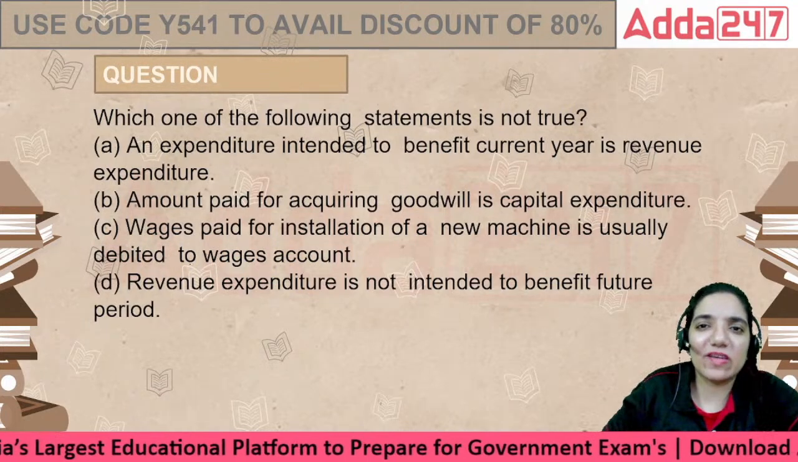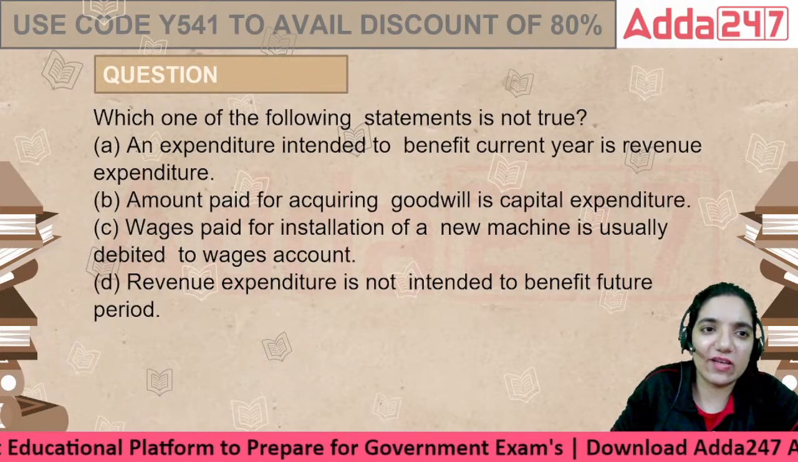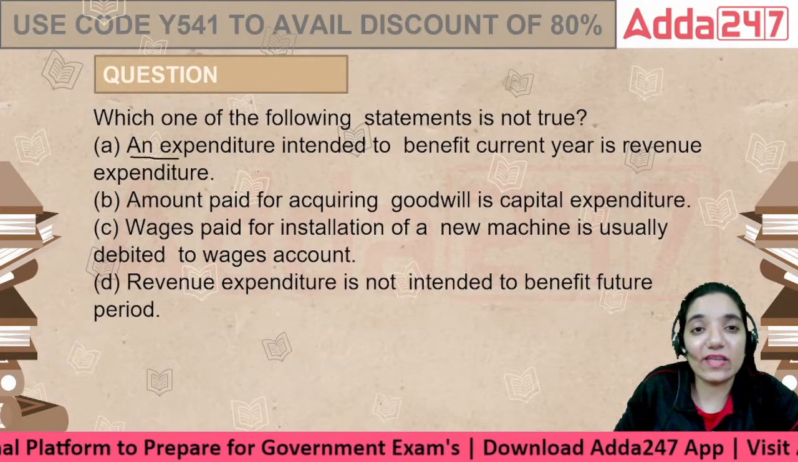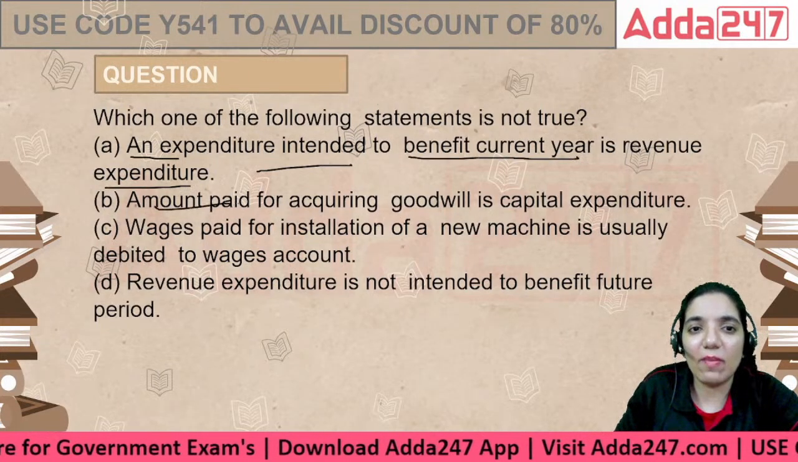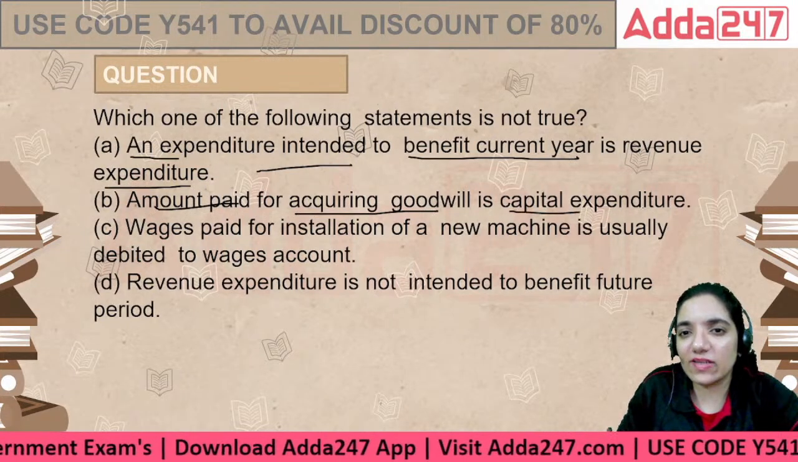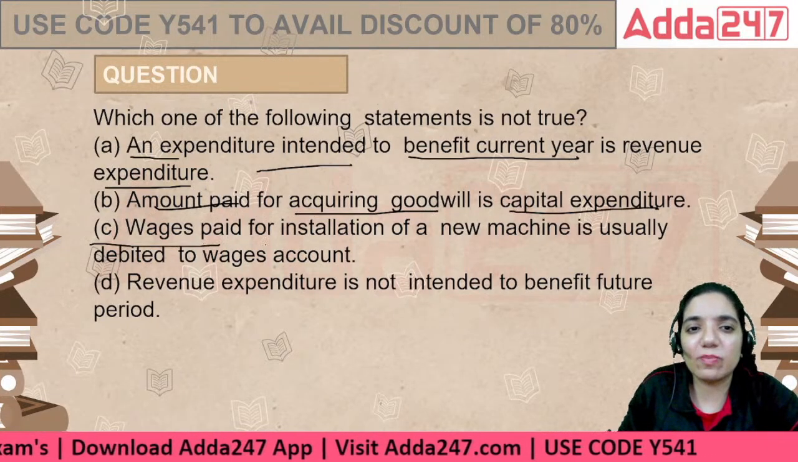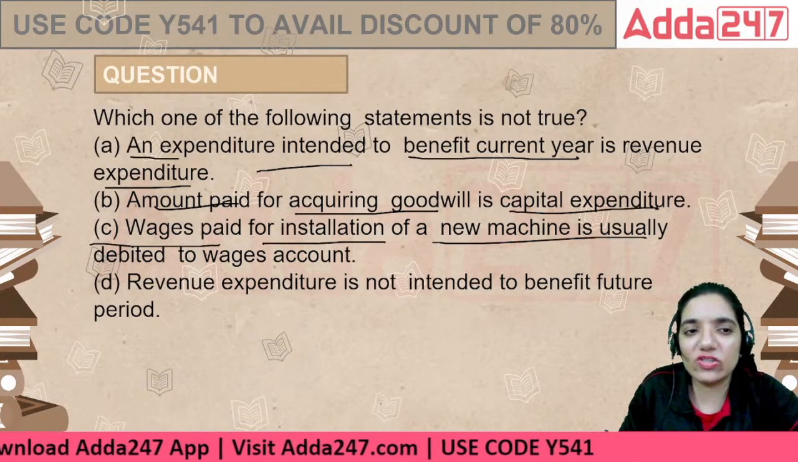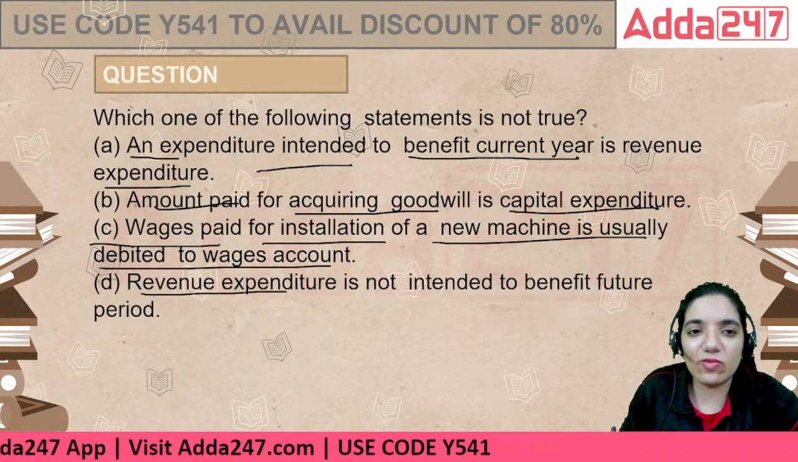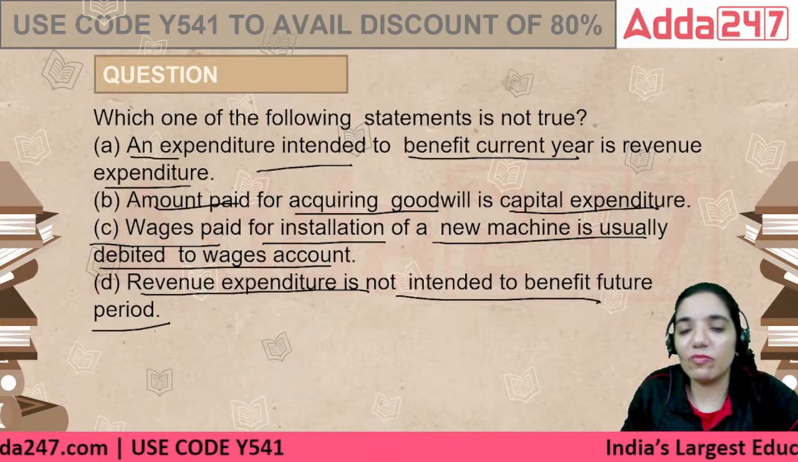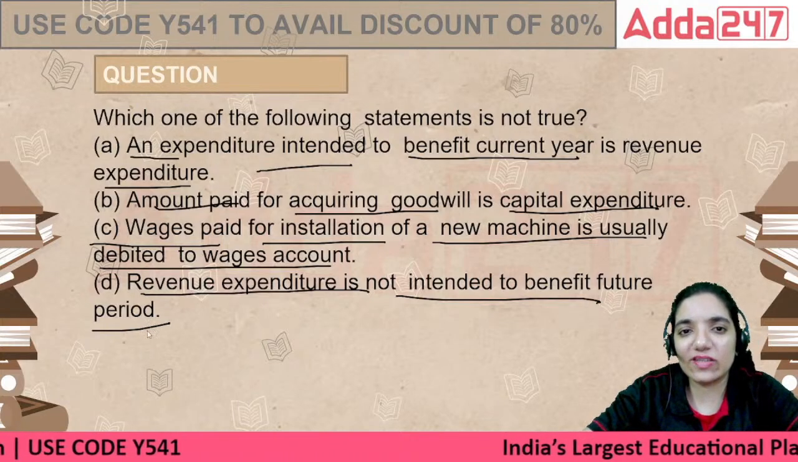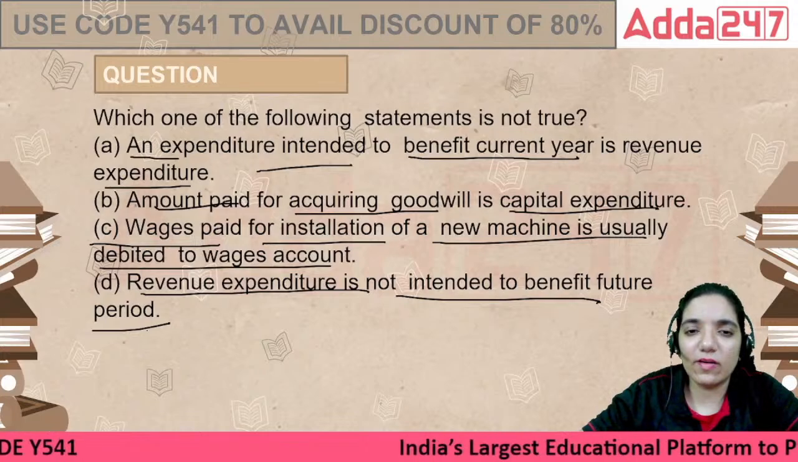Which one of the following statements is not true? Which one of the following is exactly not true? Expenditure intended to benefit the current year is revenue expenditure. Amount paid for acquiring goodwill is a capital expenditure. Wages paid for installation of a new machine is usually debited to the wages account. Revenue expenditure is not intended to benefit the future. Which one is not true?